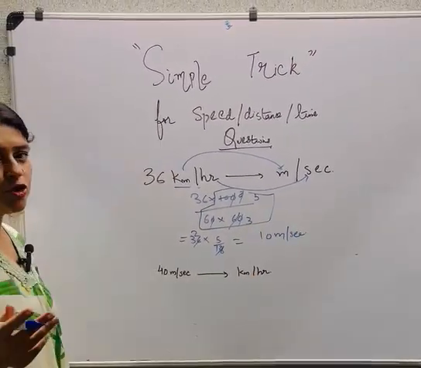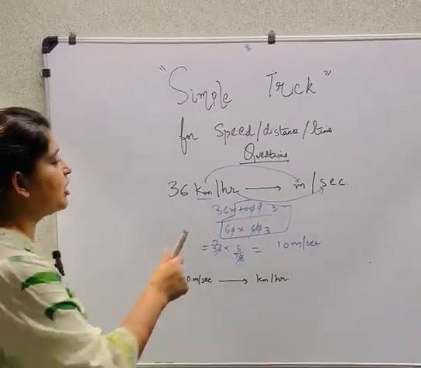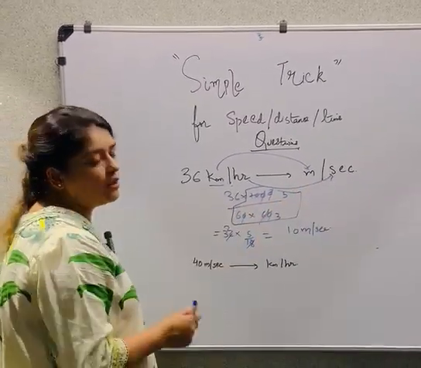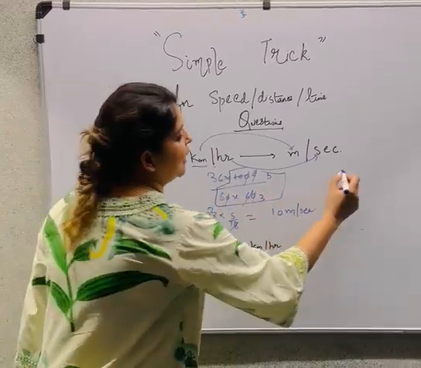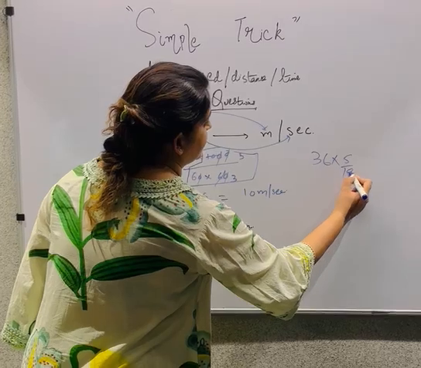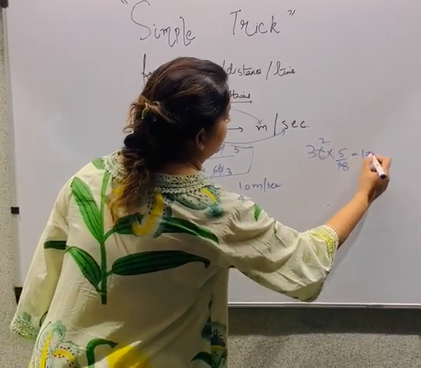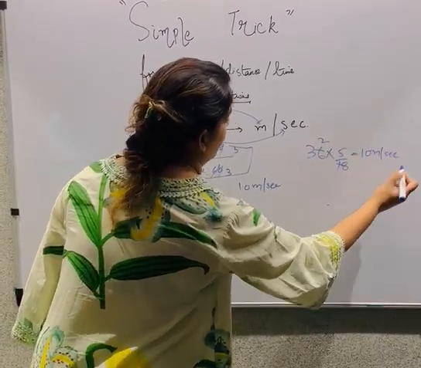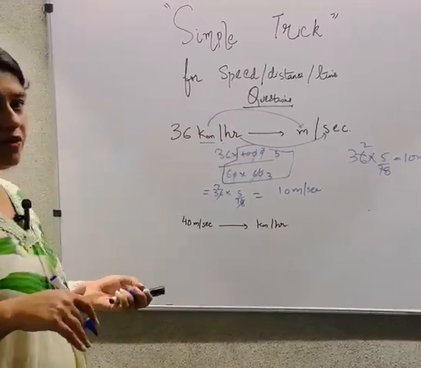So now in future, whenever you have to convert your kilometer per hour to meter per second, just do one thing. Just multiply straight away by 5 by 18. That's it. And you get the answer. Now let's see the other way around.